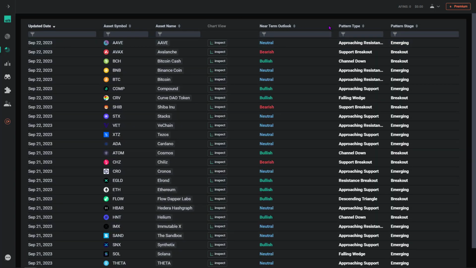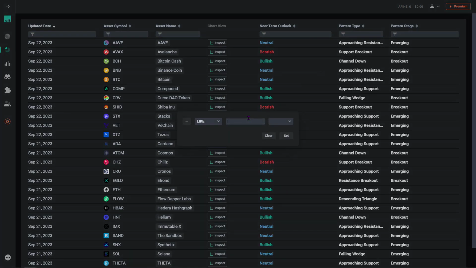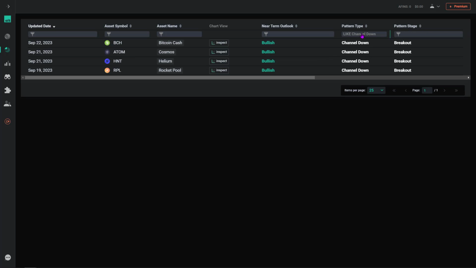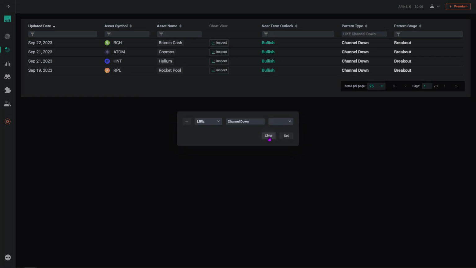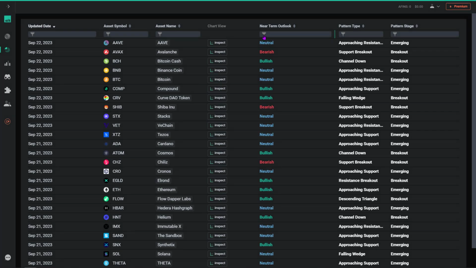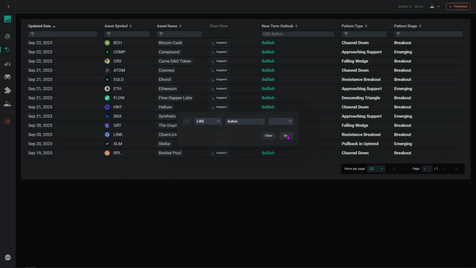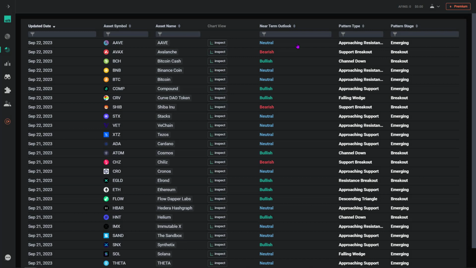And so here you can also filter the pattern type, call it channel down, for example, and look at others. Other channel types are available as well, or you can simply filter by near-term outlook. If you don't care what pattern is involved, you just want to see all the bullish trade setups, you can do that here as well. But I wouldn't ignore the neutral trade setups, especially if they have interesting patterns, because the neutral ones are neutral until a breakout happens.